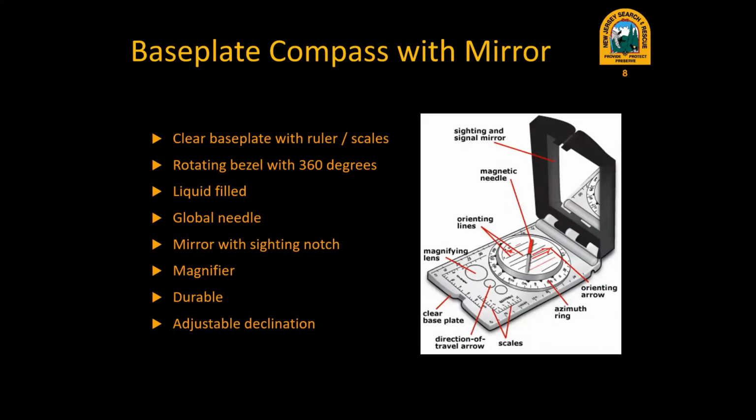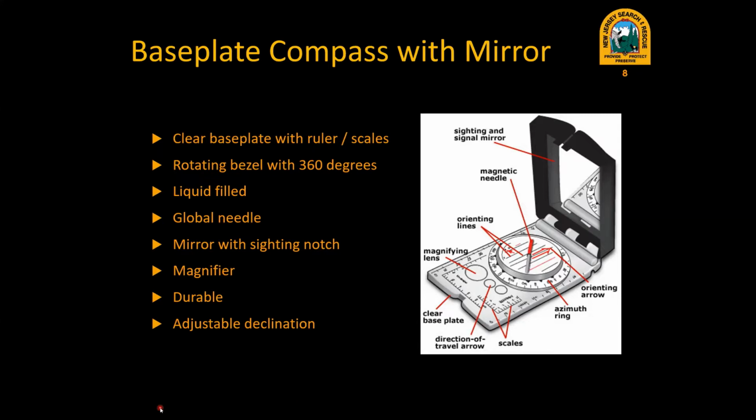For New Jersey Search and Rescue, you need to have a base plate compass with a mirror. A standard version of this you can see on the right. There's a sighting mirror that folds down on the top of it, a compass with a magnetic needle and orienting lines, an azimuth ring that can be rotated. Usually there's a sighting window and a clear base plate.